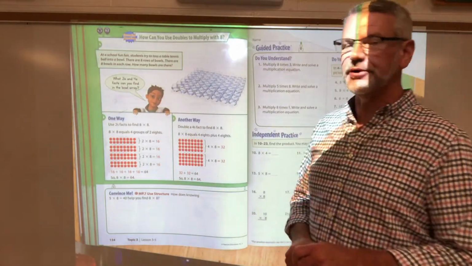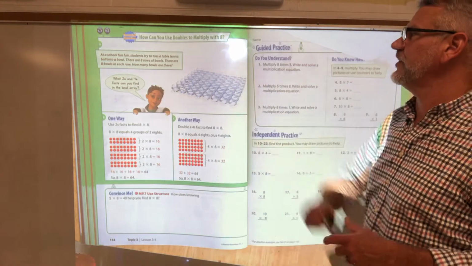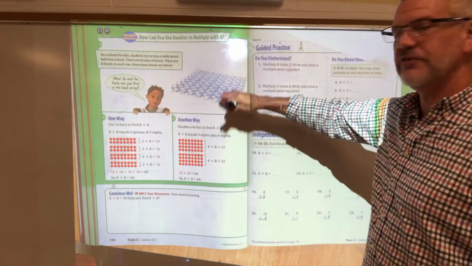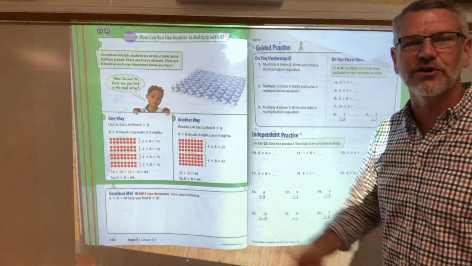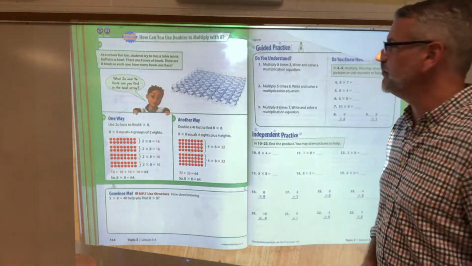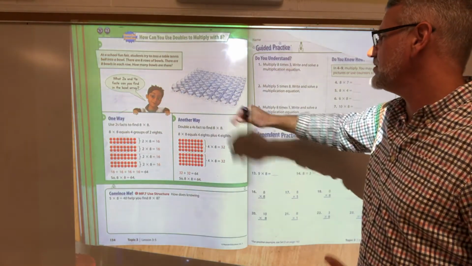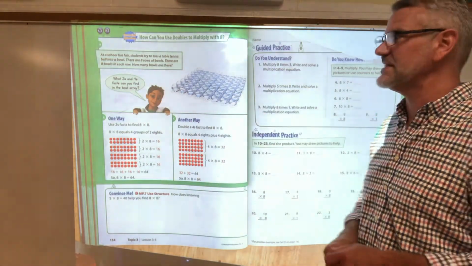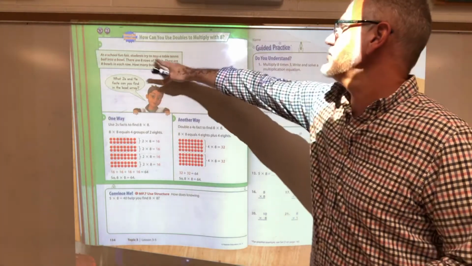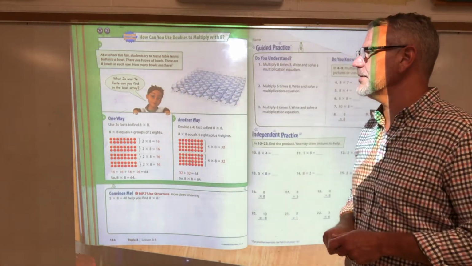at this example. At a school fun fair, students try to toss a table tennis ball into a bowl. Have you ever seen this game at the fair? You try to win a goldfish. You got to get the ball to land in the goldfish bowl. So I don't see the goldfish, but I think that's the point of this game too. There are 8 bowls in each row and 8 rows of bowls. So how many bowls are there?